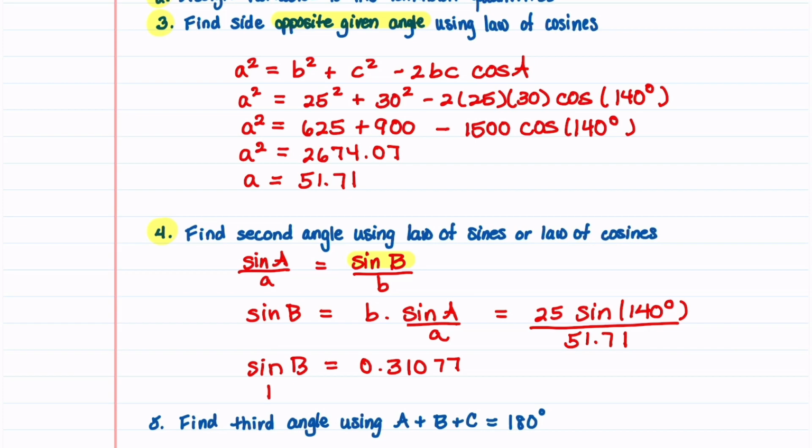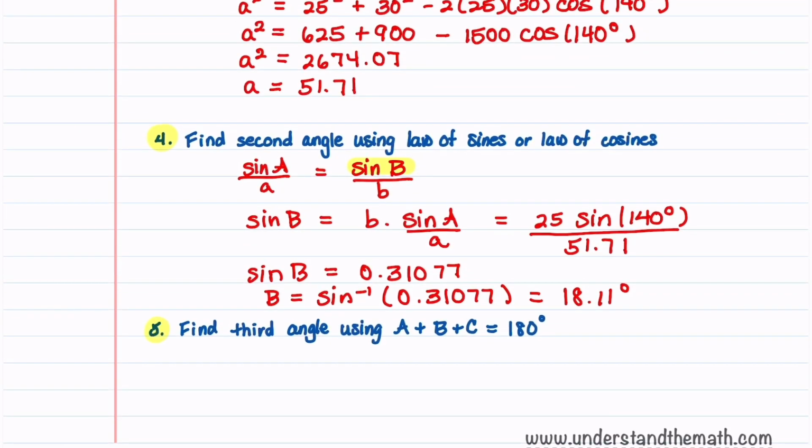When we plug this into a calculator, we find that sine of B is equal to 0.31077. Our B then is the inverse sine of this number, and this is equal to 18.11 degrees.